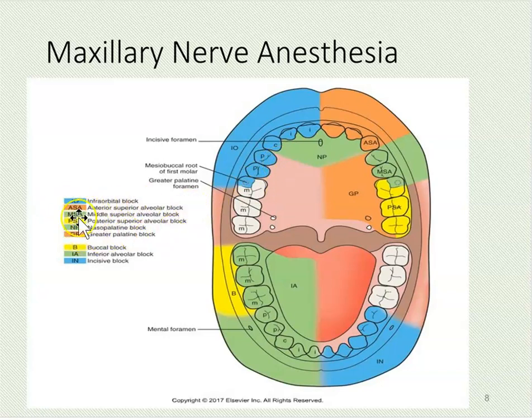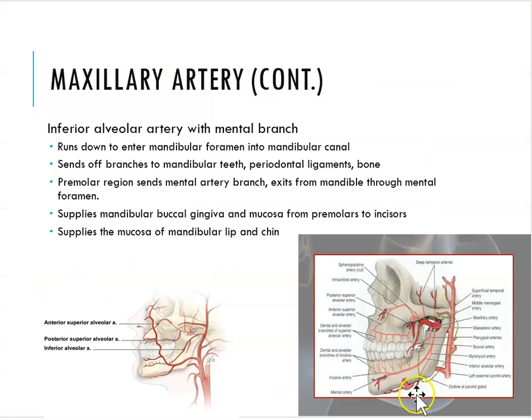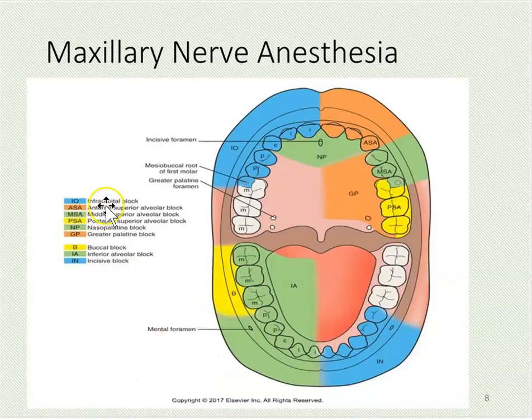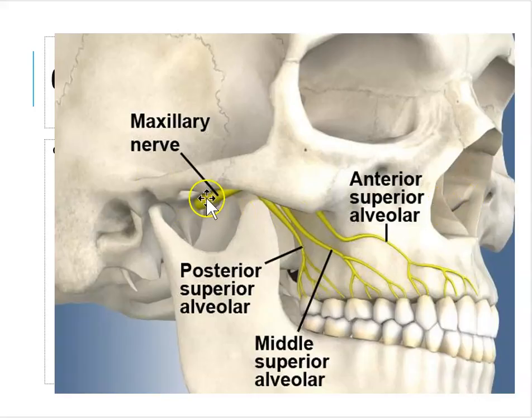The ASA, MSA, and PSA are all part of the maxillary artery. So all of these are coming from the maxillary artery. If I look at the maxillary artery, which is a little hard to see here, you can see how many branches it has. There are actually 15 different branches. One of the branches is the anterior superior alveolar artery. Let me show you that.